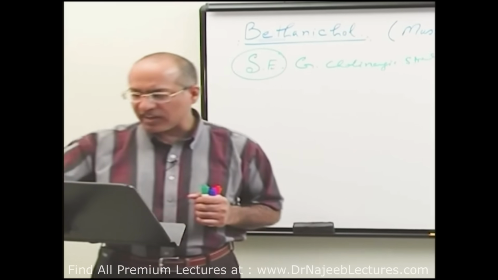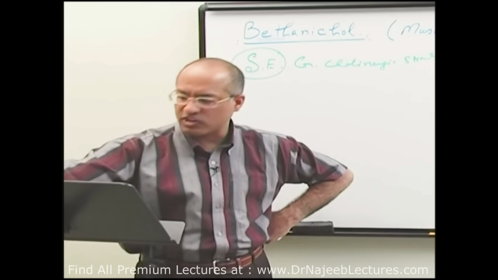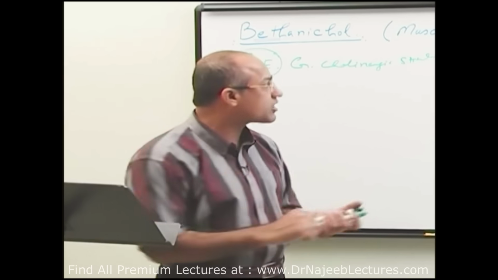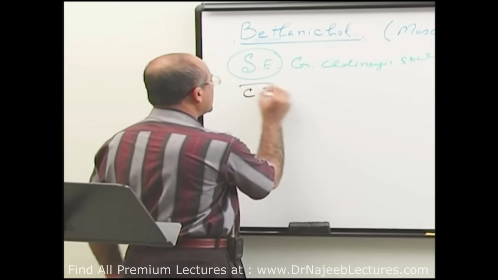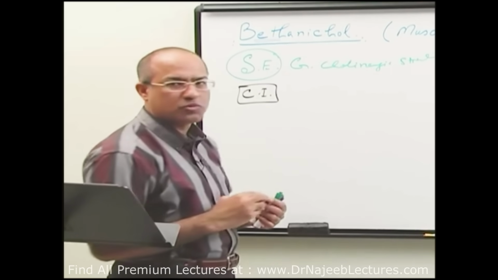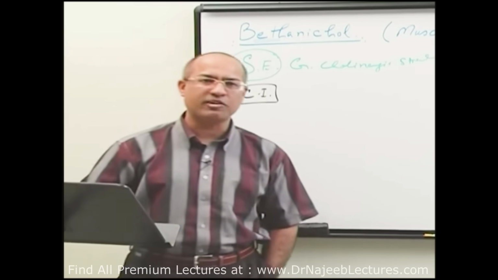Right. Now these are, of course, the generalized side effects produced by generalized cholinergic stimulation. Then there are some specific contraindications to the use of bethanechol. There are some conditions where we should not use bethanechol because it's a cholinergic stimulant. For example, in a peptic ulcer patient. Why?